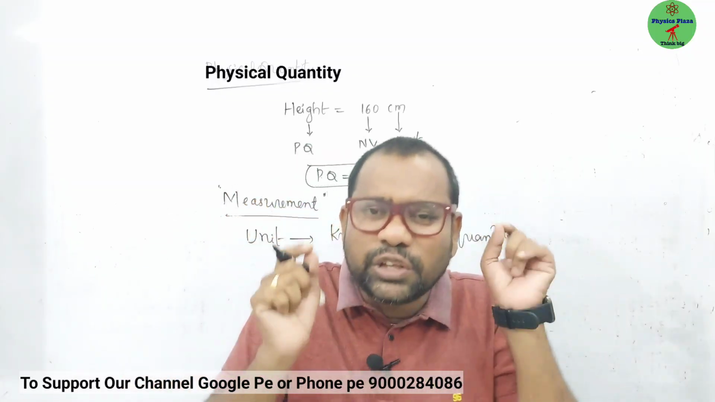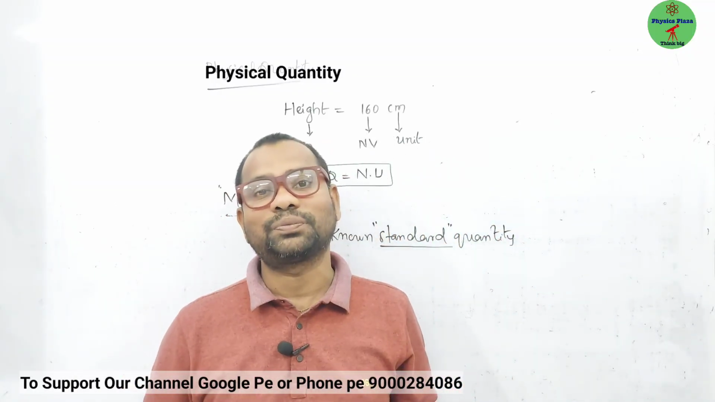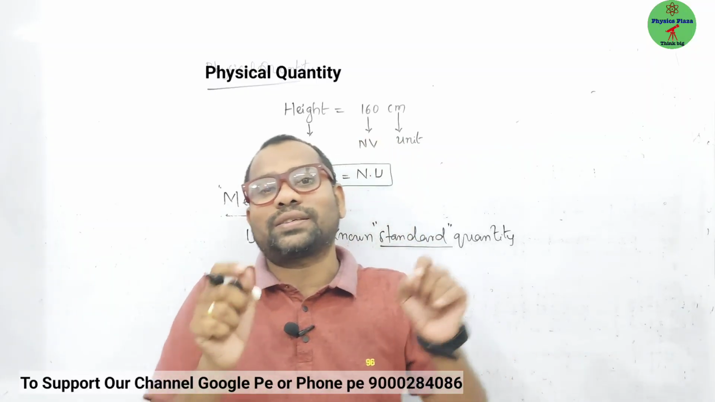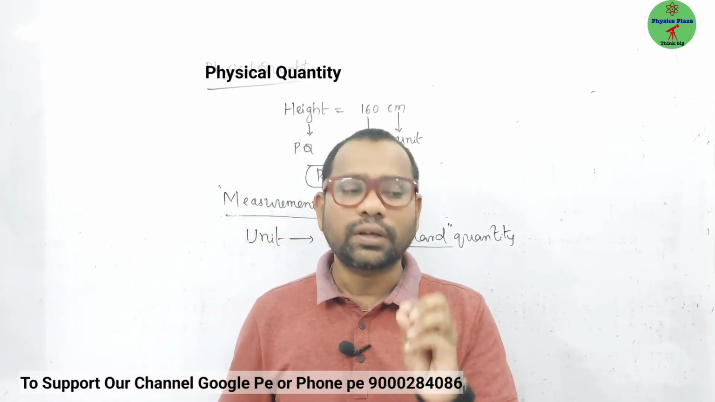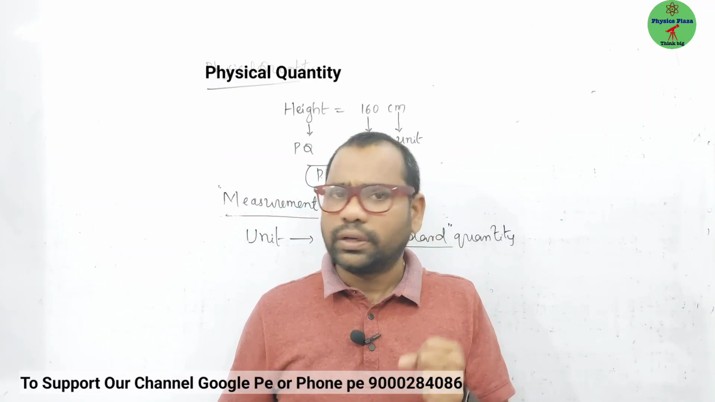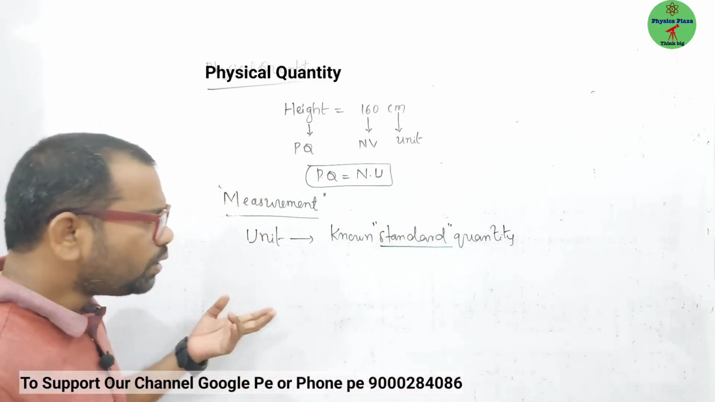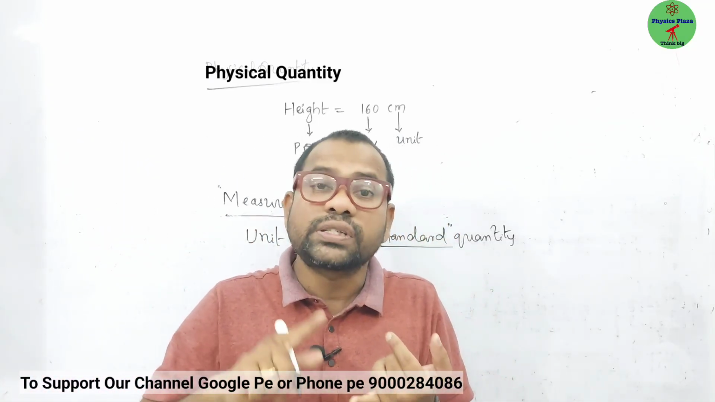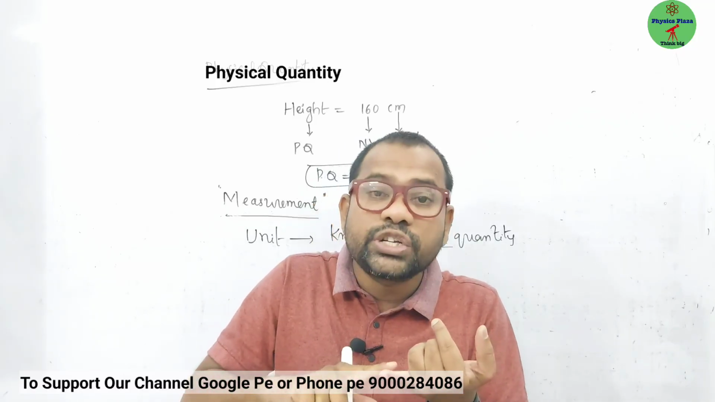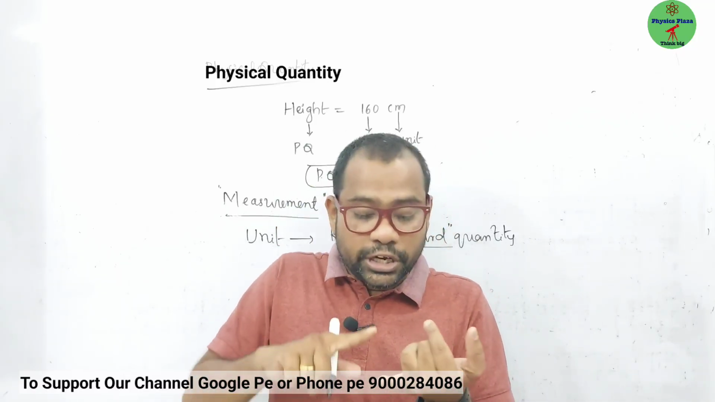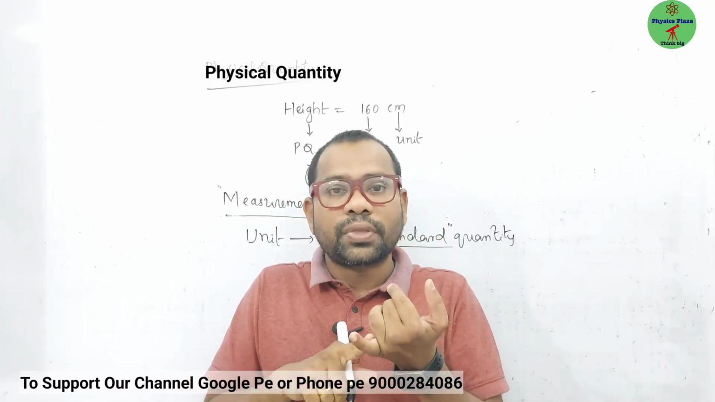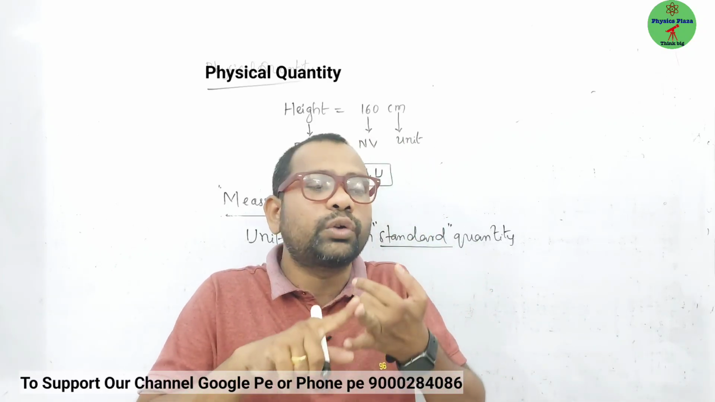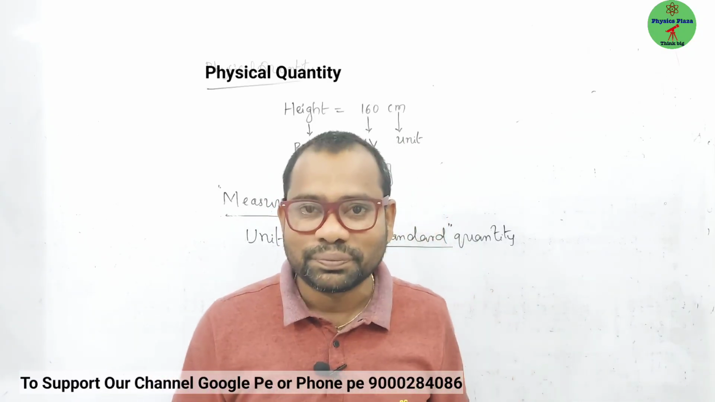And it should be well defined without any ambiguity. And it should be of convenient size. So these are the 4 important characteristics of a unit. Let us recall once again. What is the first one? Yes, it should be universally accepted. It should not change with space and time. It should be of convenient size, and it should be well defined, without any ambiguity, without any doubt.